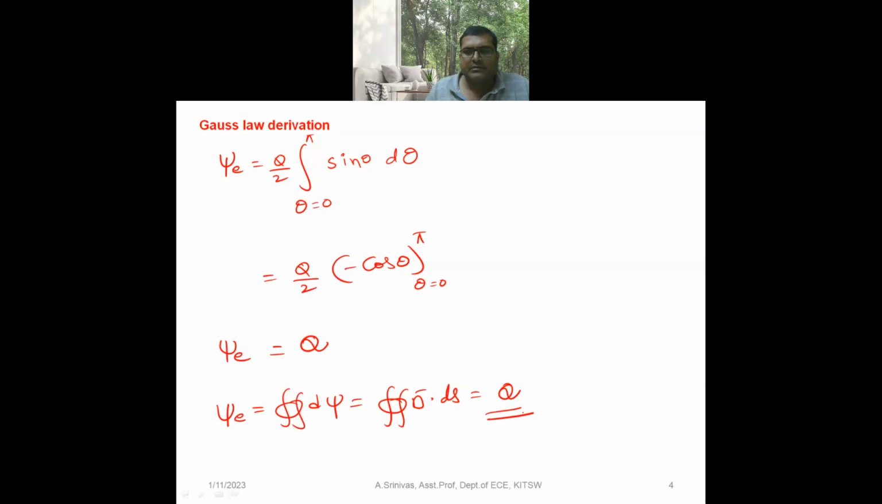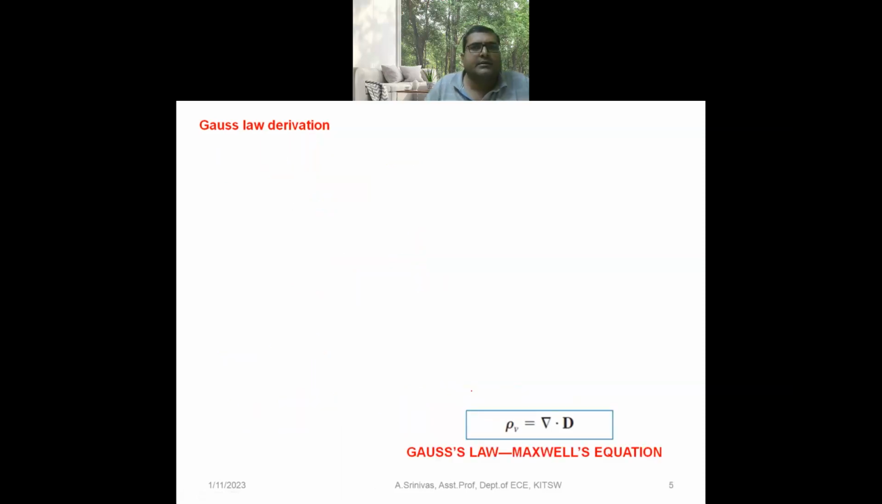Refer to the equation. Gauss law in differential form.